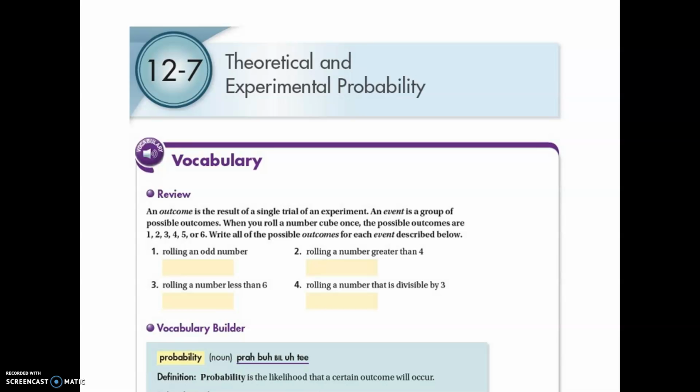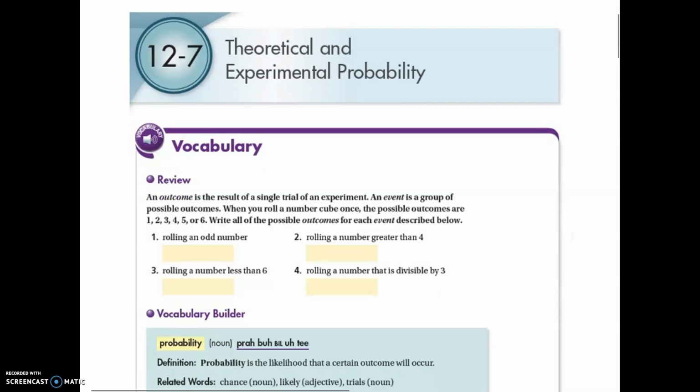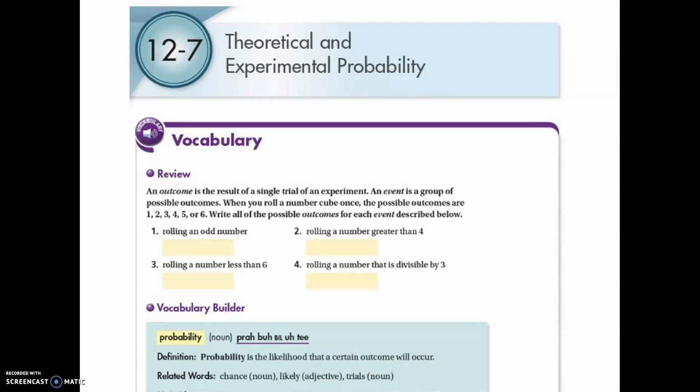In this problem, to start with, we're just going to review some main vocabulary that we talk about when we're referring to probability. So I'll just highlight a few things. An outcome in probability is the result of a single trial of an experiment. And an event is a group of possible outcomes.